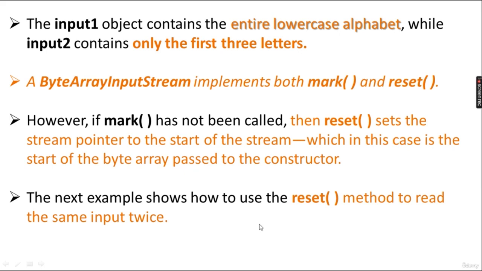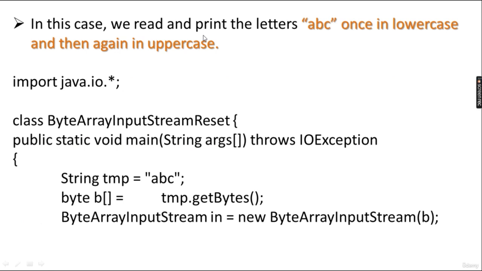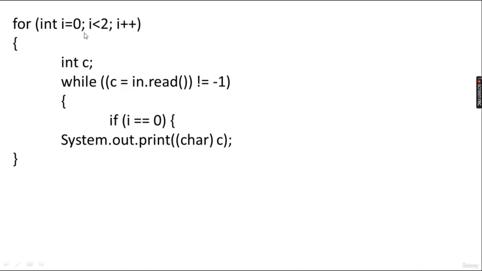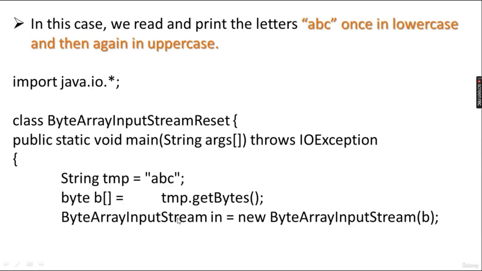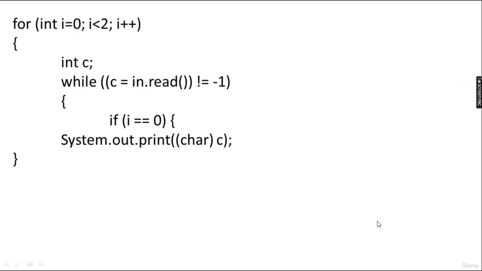The next example shows how to use the reset method to read the same input twice. After iteration is done, reset to 0; the index will start with 0. We read and print the letters abc once in lowercase and then again in uppercase. First, the 3 letters abc are provided, then new ByteArrayInputStream(b), then for i from 0 to less than 2, 3 characters, we are reading 0, 1 and 2. c = in.read(). So in is a ByteArrayInputStream, new ByteArrayInputStream(b), so we are reading the characters one by one.